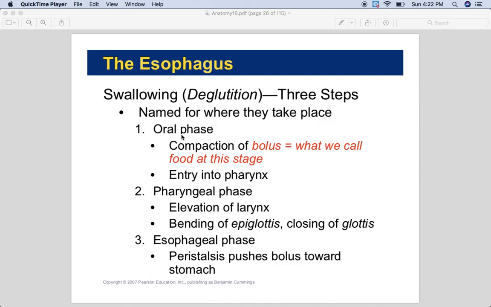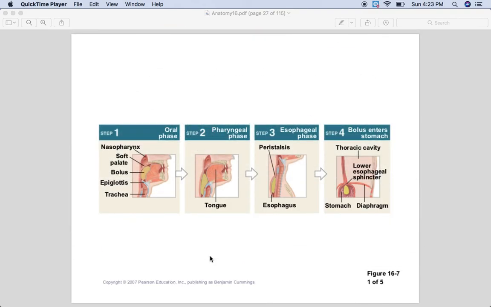So in your mouth, when you chew up your food, food is no longer called food. At that point, when it's all soft and mushy, it is called a bolus. So it's what we call food when you chew it up in your mouth. It goes from there into your pharynx. From the pharynx, it then goes down into your esophagus, and your esophagus, because of peristalsis, talked about that, pushes food back down to your stomach. So that is the act of swallowing or deglutition.